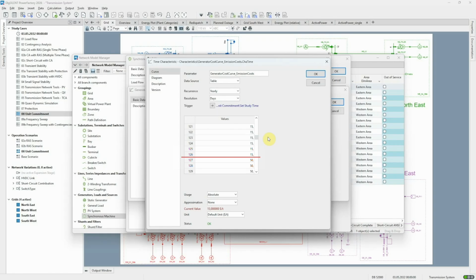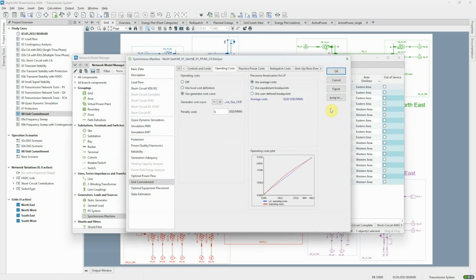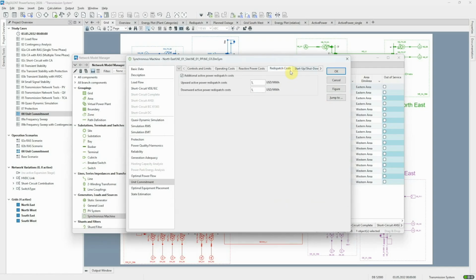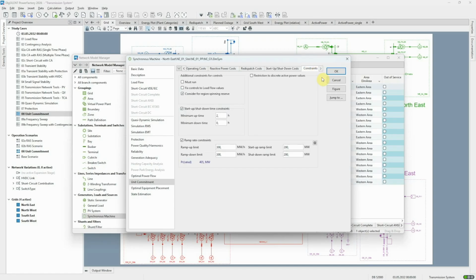This is used to illustrate heavily increased CO2 emission costs that could occur in the future. As the emission intensity is higher for coal than for gas, emission costs are more onerous for coal, and so we expect this to be reflected in the redispatch of the two fuel types. Additional redispatch costs can be defined, as well as startup and shutdown costs. And ramp rates and minimum on and off times may be entered here.